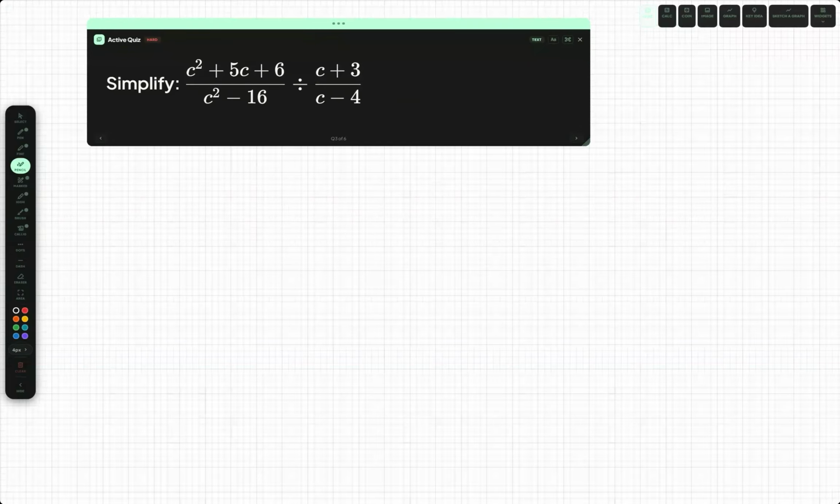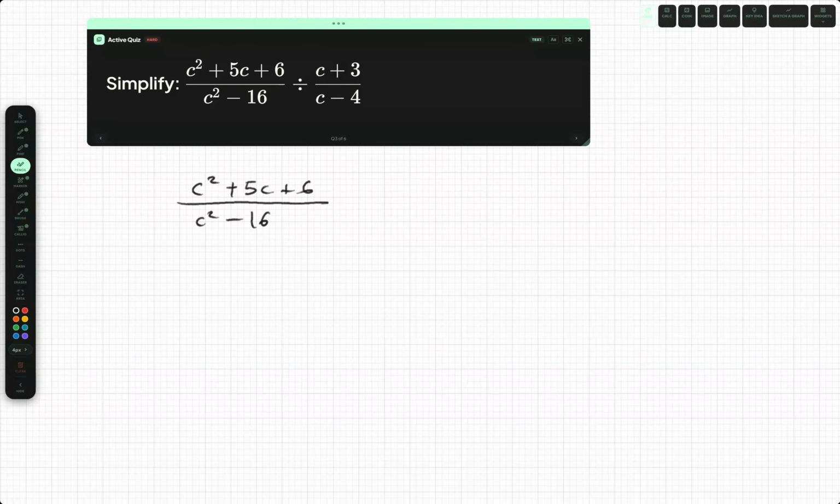Okay, next one. When we are looking at division, it's the same as when we were doing it with numerical values. We don't want the division, we want multiplication. So we're going to use keep, change, flip. We're going to rewrite this as c squared plus 5c plus 6 all over c squared minus 16, and then I'll change this to multiplication. So we've kept the first fraction, changed the division to multiplication, and we're going to flip, or take the reciprocal of, the second fraction. Now we have everything as multiplication, and we're looking for opportunities to factor.